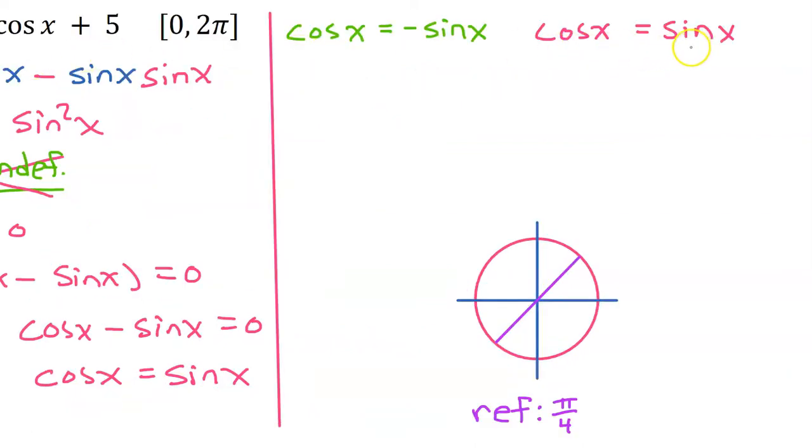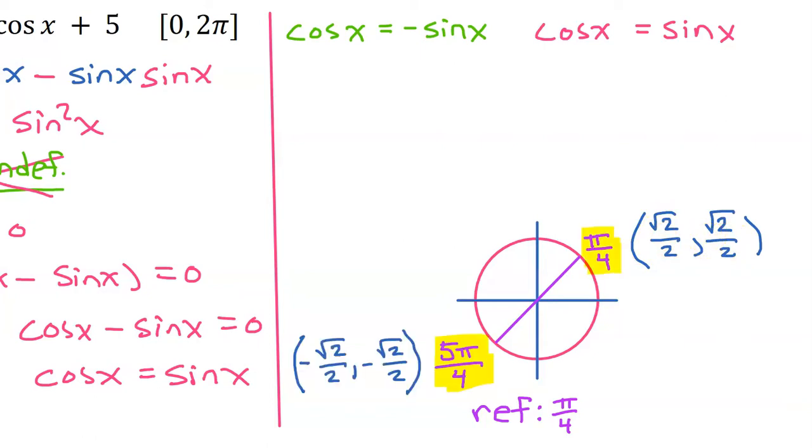Focus on the red equation first. Cosine x equals sine x. I like to solve this equation mentally by thinking to myself, the only time that sine and cosine are going to be equal is if the reference angle is pi over 4. At pi over 4, the cosine and sine are both the same because they are both radical 2 over 2. In the third quadrant, the angle that has a reference angle of pi over 4 is 5 pi over 4. And here again, sine and cosine are equal, this time because they are both negative radical 2 over 2. So these are the two solutions to this red equation.